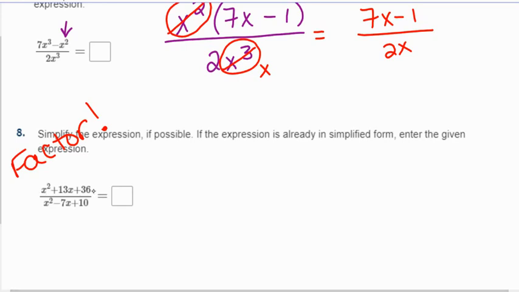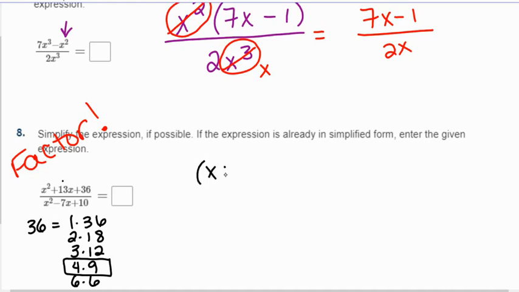Okay, so to factor this numerator, I'm looking for numbers that multiply to 36. So 36 could equal 1 times 36, 2 times 18, 3 times 12, 4 times 9, 6 times 6. And now I'm going to look at which pair in this list of factors of 36 will add to 13. Well, 1 plus 36 is 37. The only pair that adds to 13 is going to be this 4 times 9. So the numerator of this fraction is going to factor into x plus 4 times x plus 9.